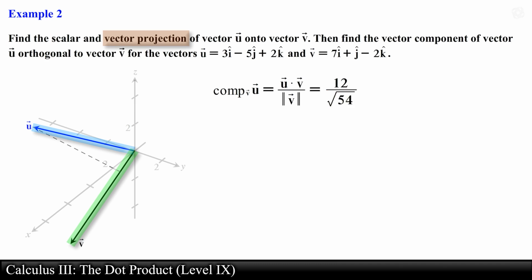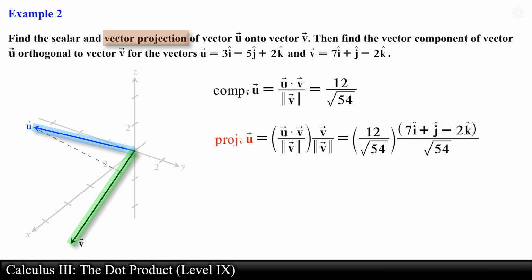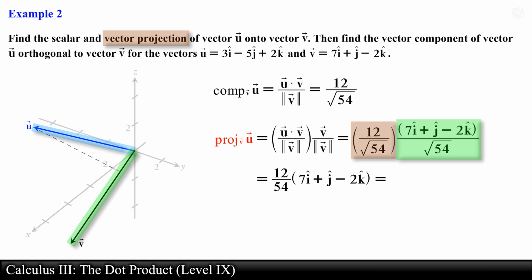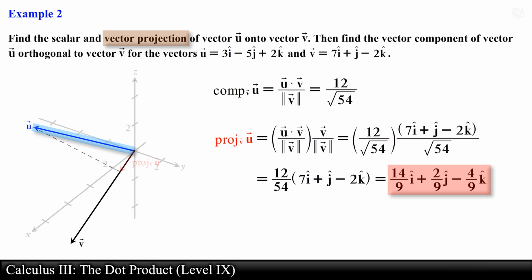For the vector projection of vector u onto vector v, we go ahead and take the value we found for the scalar projection and multiply it by the unit vector in the direction of vector v. Substituting the expressions and simplifying, we obtain the following vector.